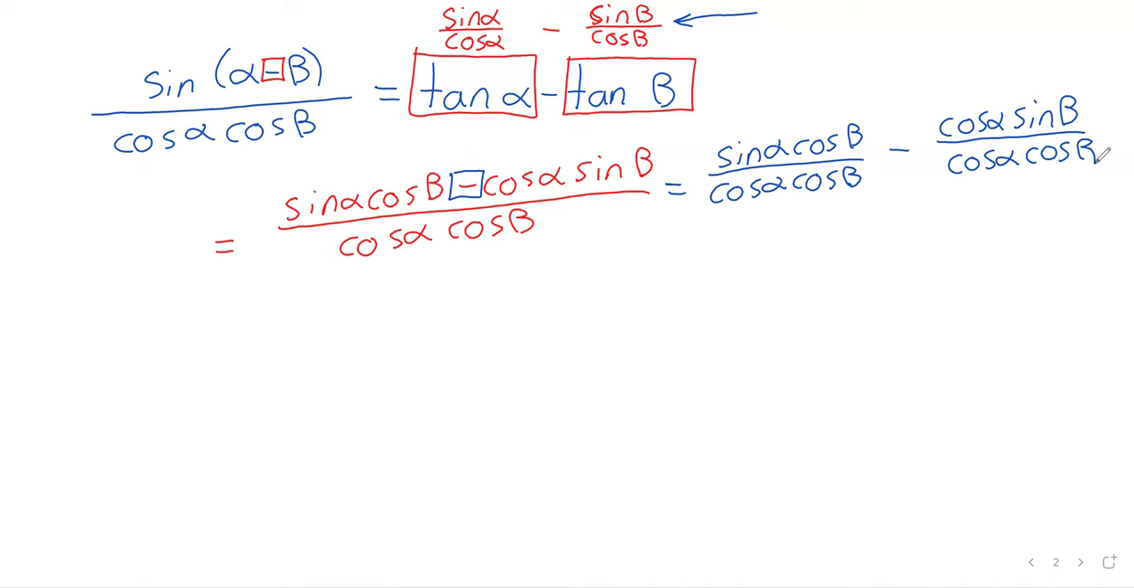And now if you give it a little thought, we can probably see what we want to do next, which is what? We want to get sine over cosine, so we can just cancel. So cosine B. Yeah, exactly correct. Those cancel. And over there, the cosine of alphas cancel. And we get the tan of alpha minus the tan of beta. Exactly what we wanted.